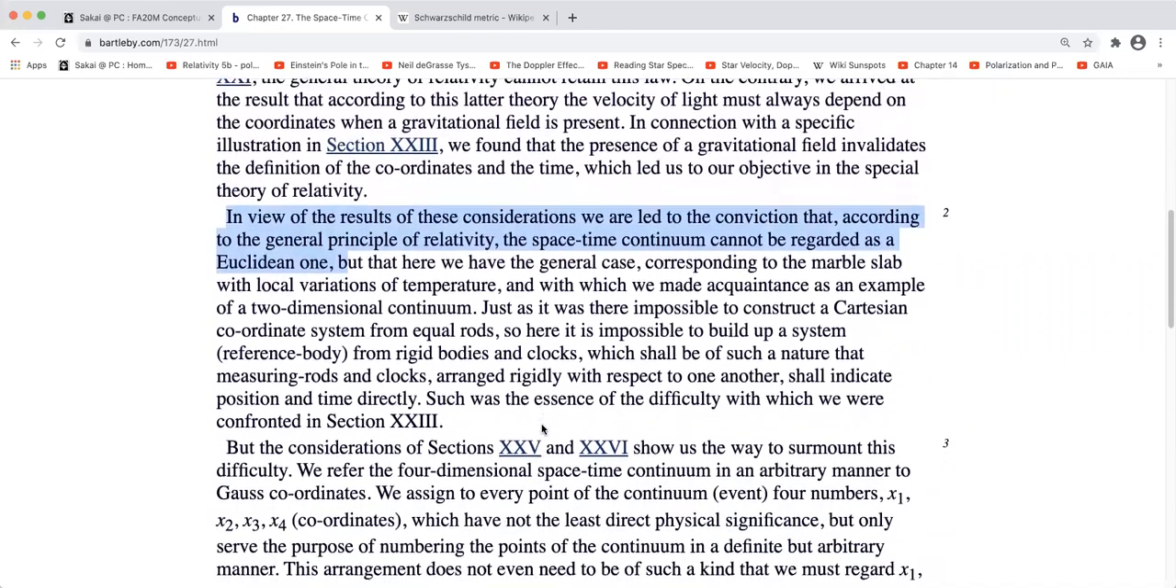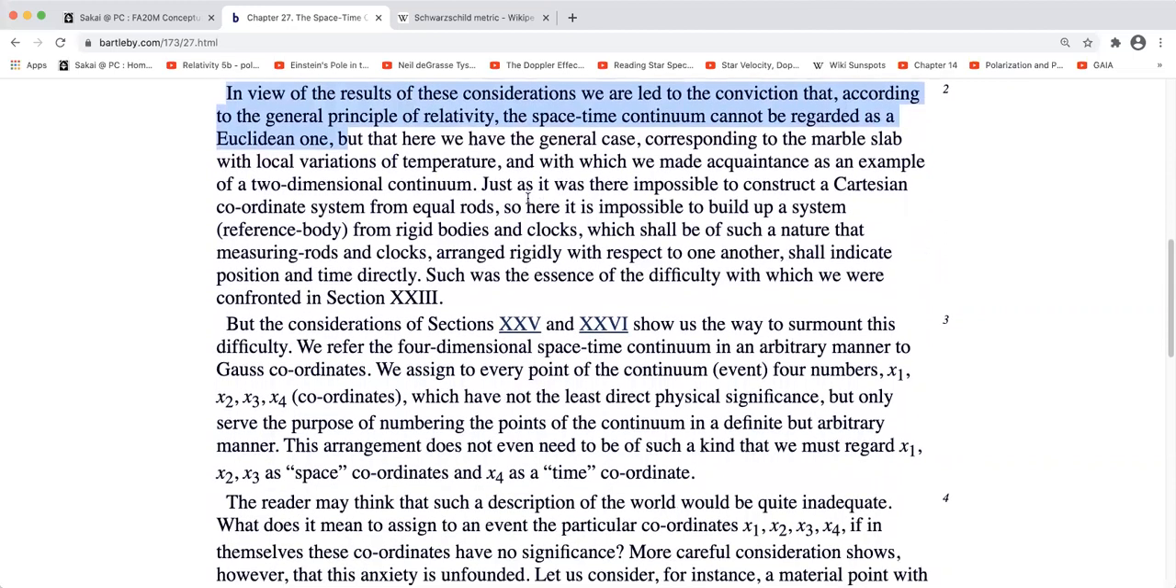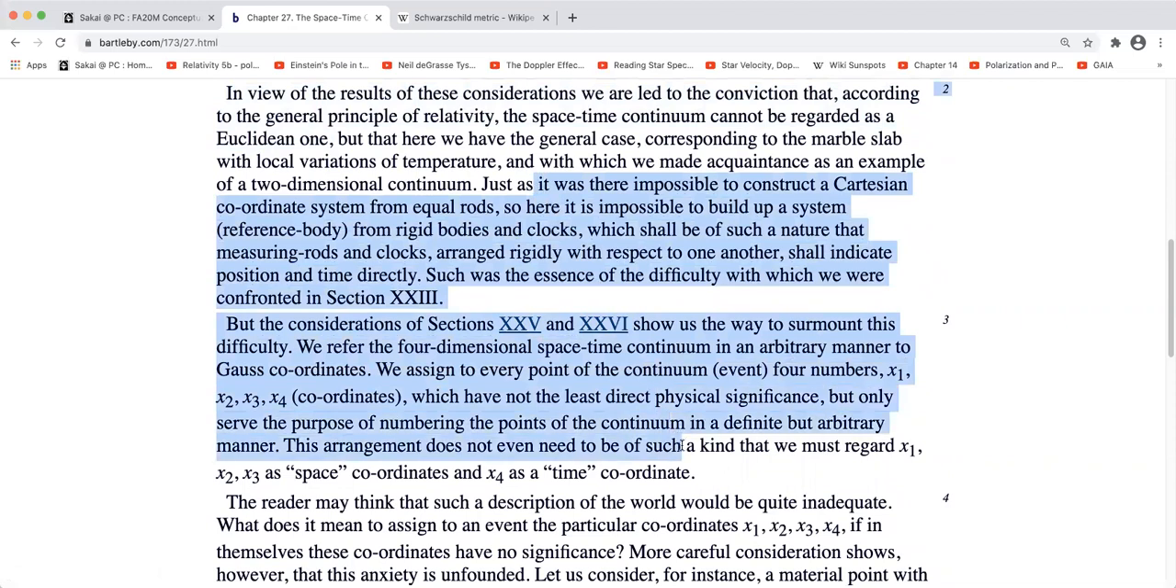Let's see, I want to read something else here. Anthony, are you with us? Anthony Marguerite. Bridget Anthony, are you with us? I'm here. Would you mind reading the text in blue for me, please?